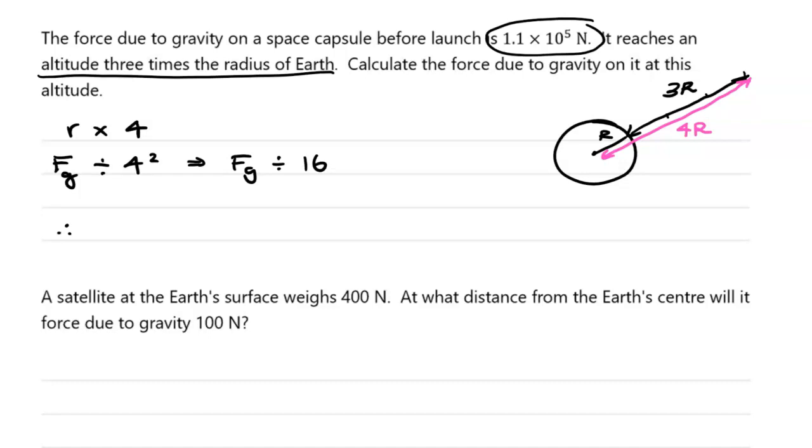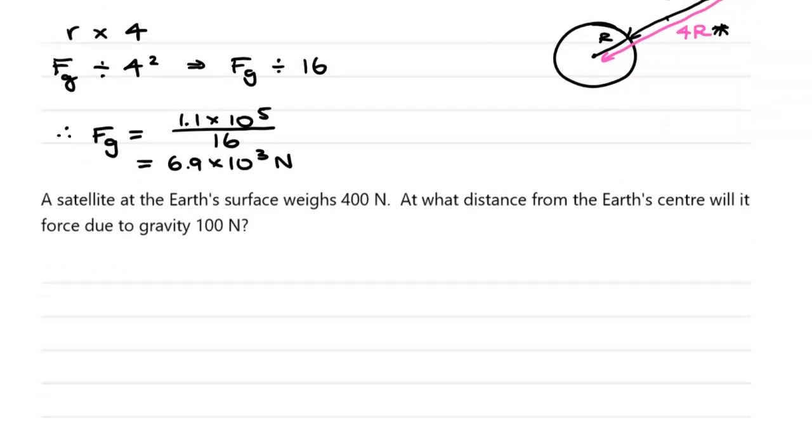So that means the new fg is going to be the old fg, 1.1 by 10 to the 5, divided by 16. When we do that calculation, I get 6.9, we'll just do it to 2 sig figs, times 10 to the 3 newtons. So the big one there, recognizing it was 4r we were interested in, because it said the altitude rather than the distance from the center of the Earth.